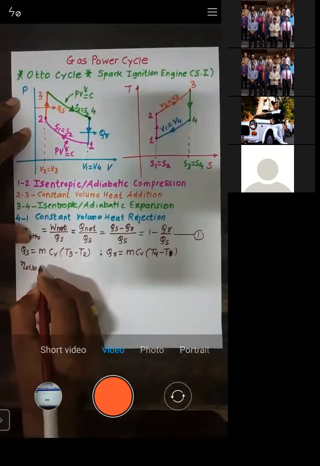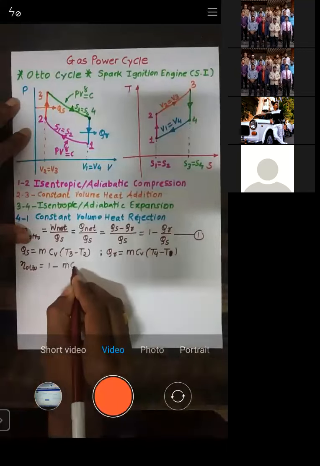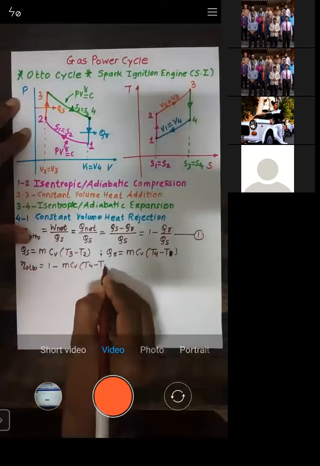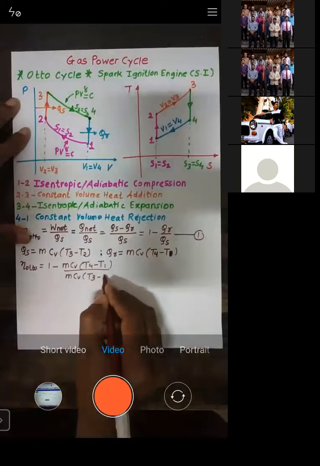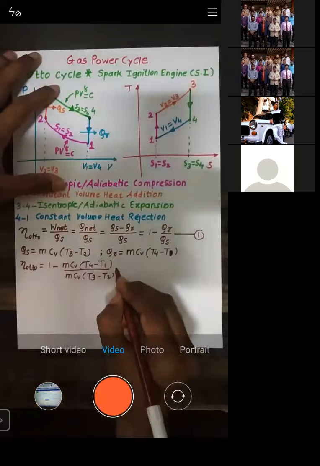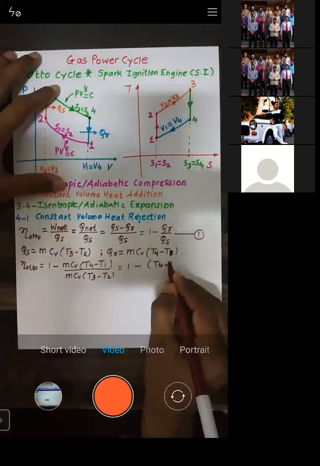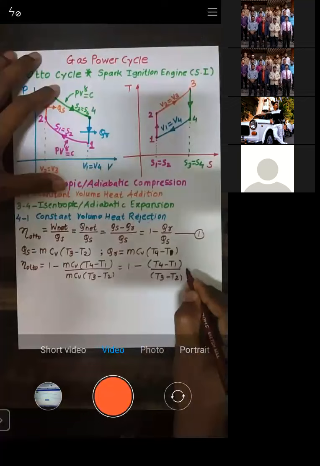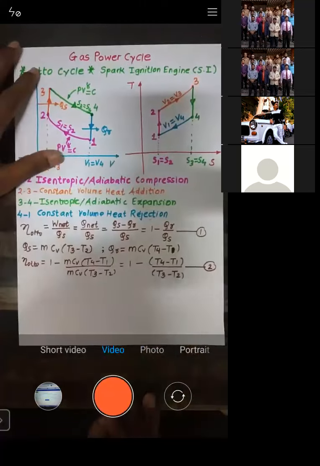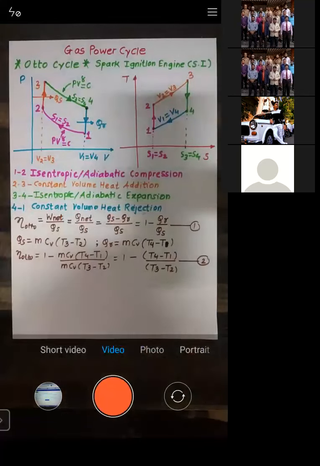So the efficiency of the Otto cycle is given by 1 minus Qr upon Qs. Just now we have written Qr as m into Cv into T4 minus T1, and Qs as m into Cv into T3 minus T2. So we get efficiency equal to 1 minus (T4 minus T1) upon (T3 minus T2). Let us call this equation number 2. Is it okay, all of you?